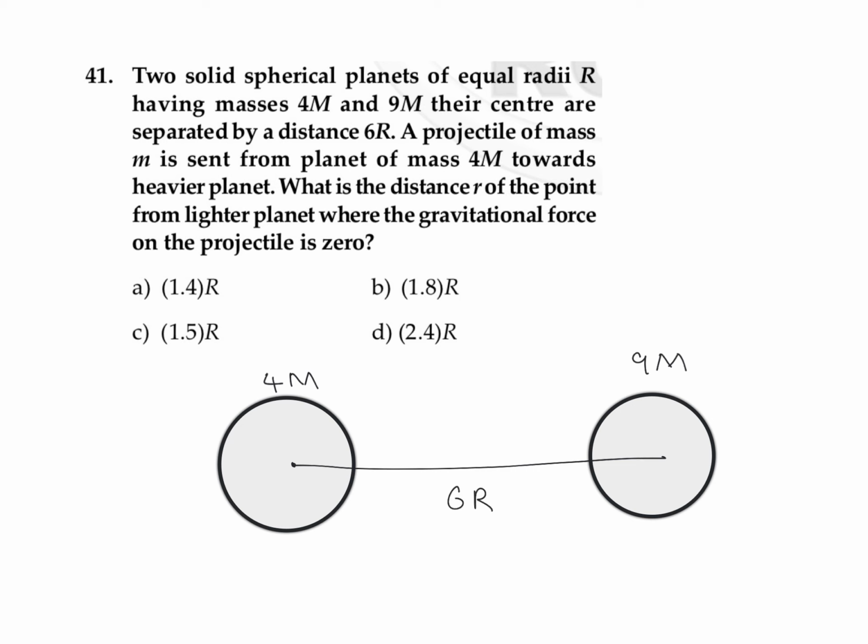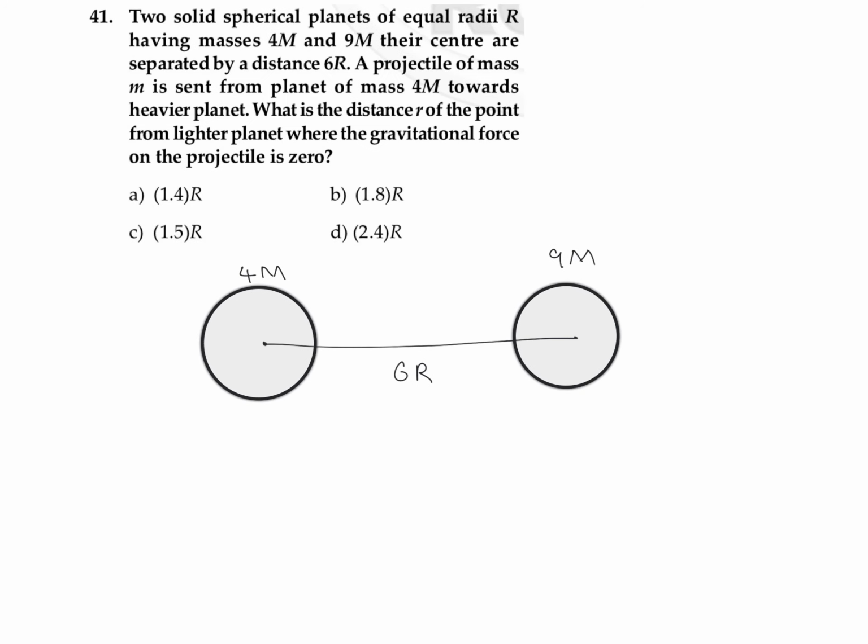A projectile of mass m is sent from a planet of mass 4m towards a heavier planet, that means towards 9m. At what distance r from the lighter planet is the gravitational force on the projectile 0? So we are going to find a point where the net gravitational force is equal to 0, or we can say the net gravitational field is equal to 0.